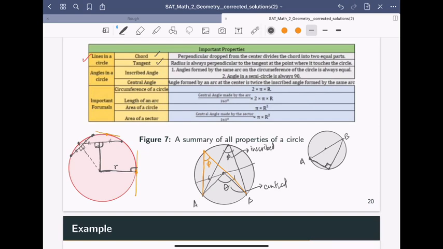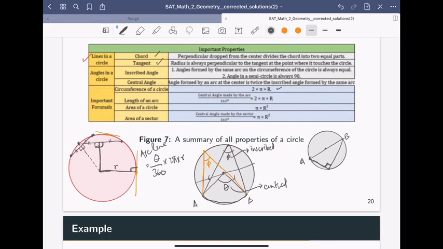And then there are some important formulas. The circumference of the circle is just 2 pi times the radius, and the length of an arc, the length of AB per se, will just be the central angle, which is just theta in this case, over 360 times the 2 pi r. So that will give you the arc length.